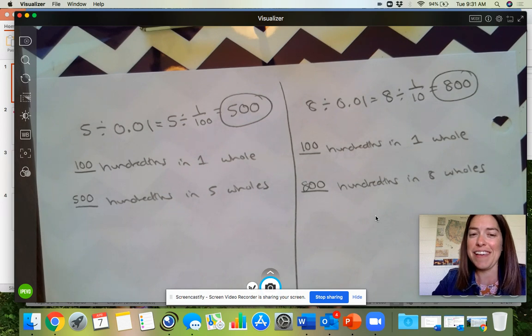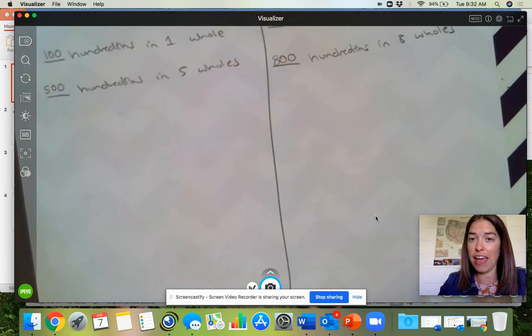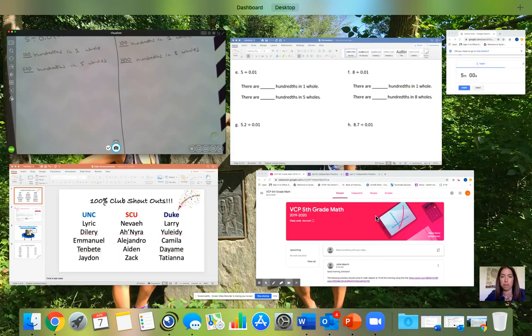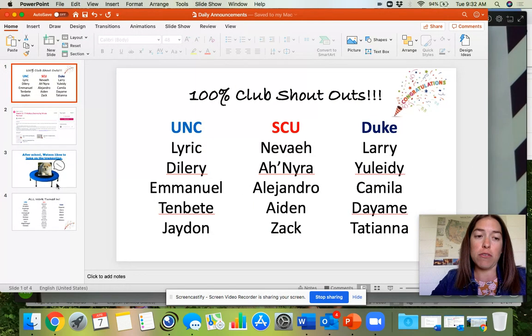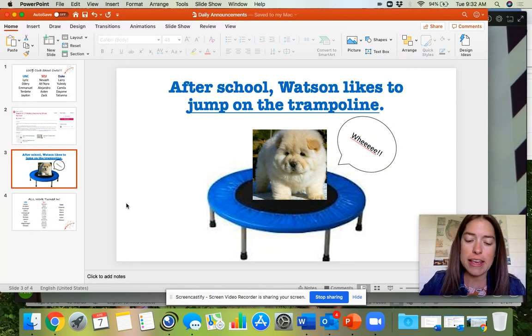Nice work. Okay, we got 2 more to try before you get to try some on your own. Before we try the last 2, which are the toughest of the bunch today, I do need to just tell you a little bit more about Watson. So Watson has lots of hobbies, as you guys have seen. He likes to spend his time eating ice cream cake. He likes to watch Peppa Pig.